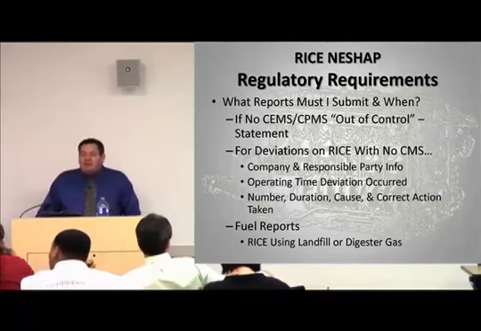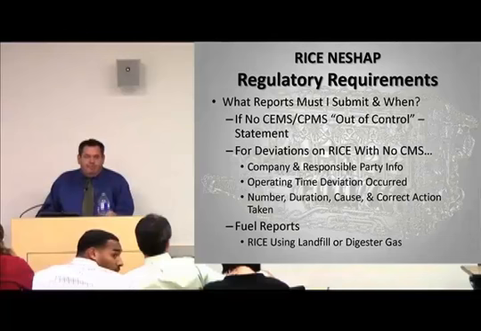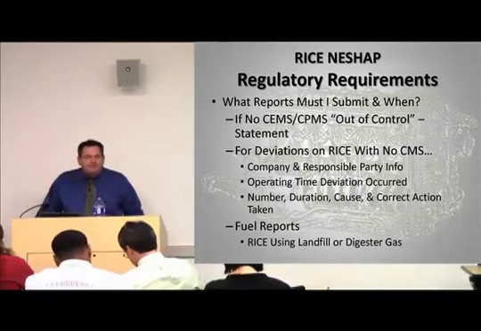If you have a CEMS or CPMS out of control, or that wasn't out of control, we have a question, I'm sorry. How far up the chain you have to go for a responsible person? Is that something like a VP or could it be down lower, or where is that?